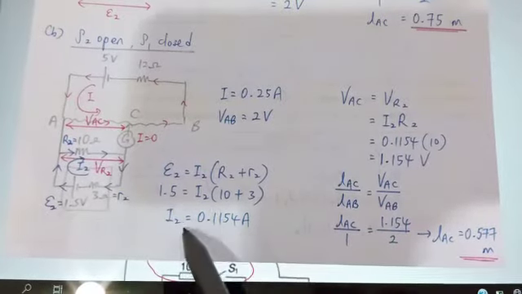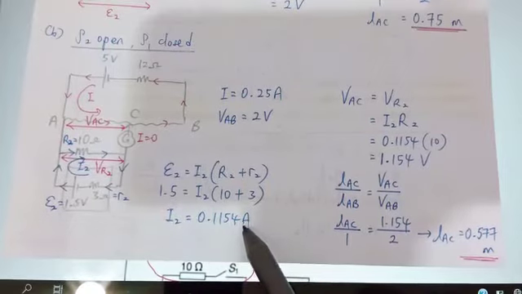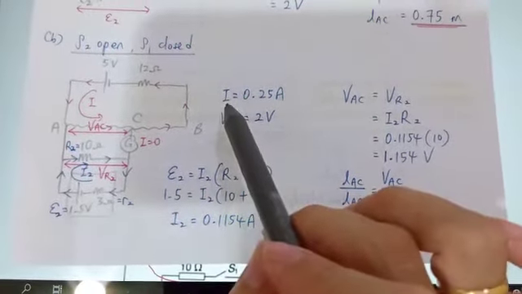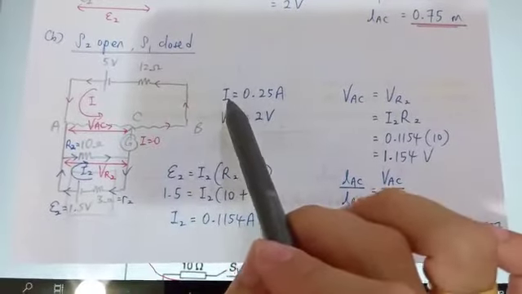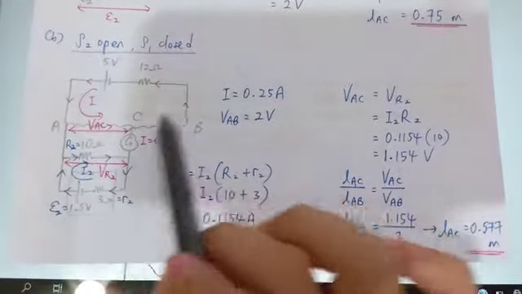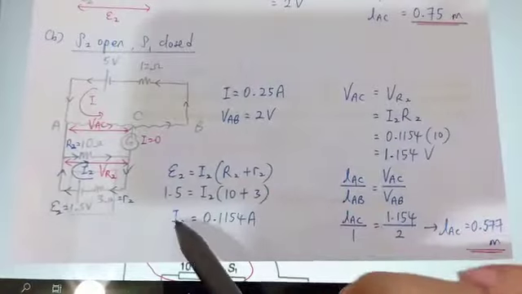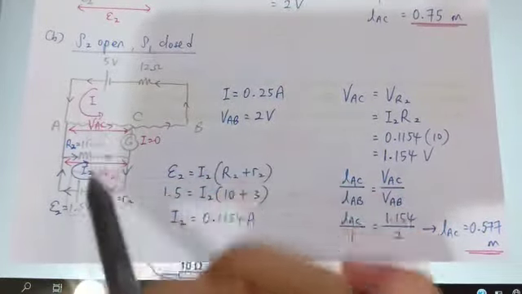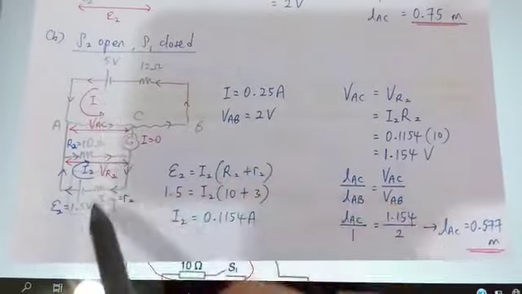So we can find the current in the circuit below, I2. I2 is 0.115454 ampere. This I2 and I are different. This I flows in the top circuit only, I2 flows in the bottom circuit. These two currents do not mix together.